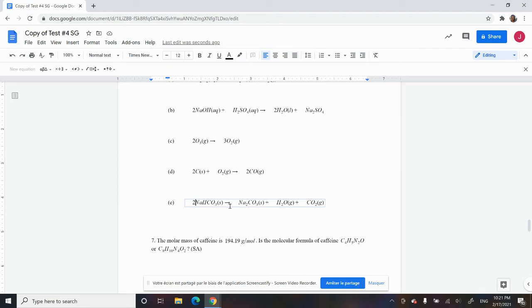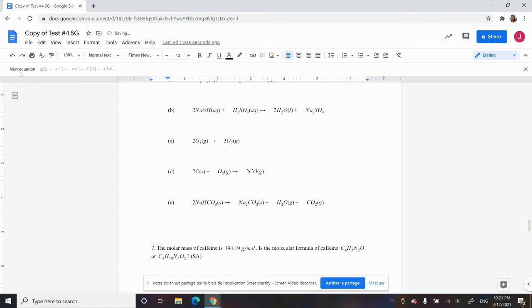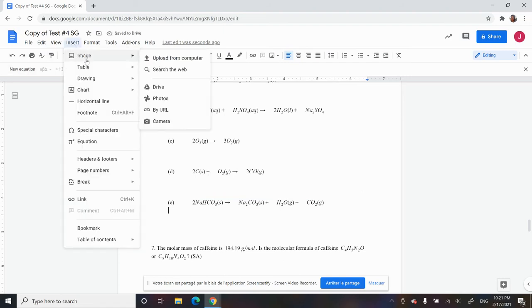From here, I will need to put my carbons are balanced. I've got 6 oxygens, 3, 4, 5, 6. Yeah, actually, this is balanced. I'm going to make a table for this one because it's one of the ones that's just a little bit more complex.